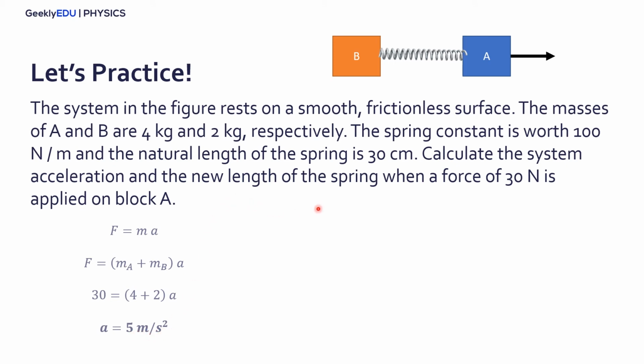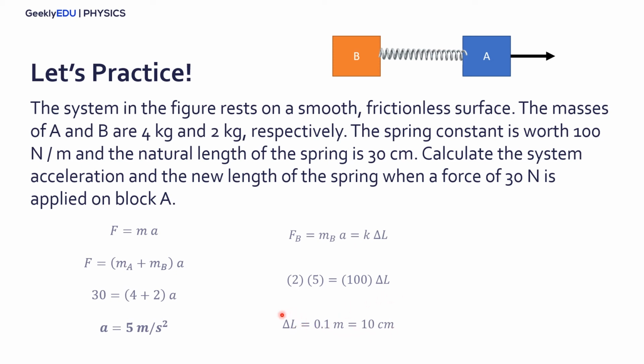Now for the new length of the spring, let's use Hooke's law, and let's apply it on block B here. So we have that the force on B can be calculated as the mass of B times the acceleration, and it's also the same force as the spring is applying on block B. So it's the elastic constant times the displacement. In this case, we have the mass, we have the acceleration that we found before, we have the constant, and then we find a displacement of 10 centimeters.